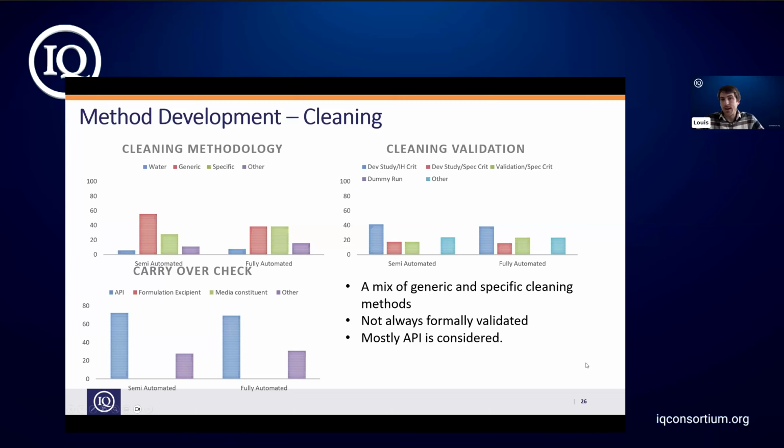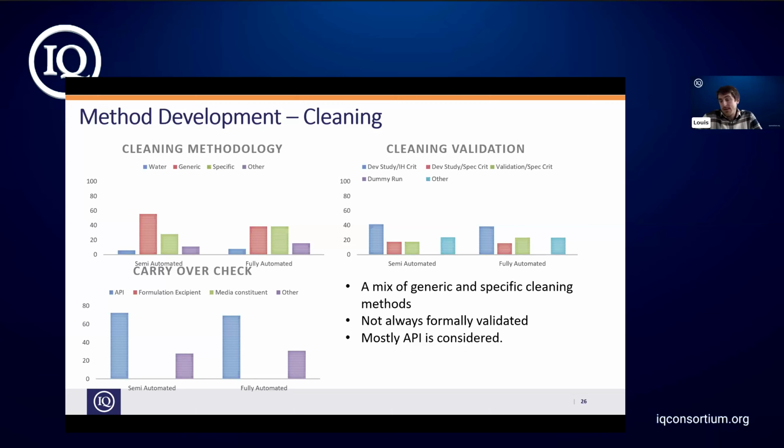Then we also asked how people then actually validate their cleaning methodology. Do you do it during development, or do you really do an official validation for it? And do you use in-house criteria you set yourself, or do you use the same criteria you use for specificity, or anything else? And we see in the majority of cases, it's actually a development study with either in-house or specificity criteria, and only a minority, I would say 20 to 30% between semi and fully automated systems, is part of the actual method validation.